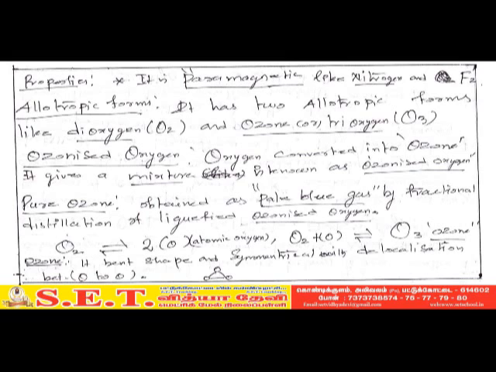Pure ozone is obtained as a pale blue gas by the fractional distillation of liquefied ozonized oxygen. The equation is given: O3 reversibly gives O2 and atomic oxygen in equilibrium. Ozone is bent shaped and symmetrical, with delocalization of electrons from one oxygen to another oxygen.